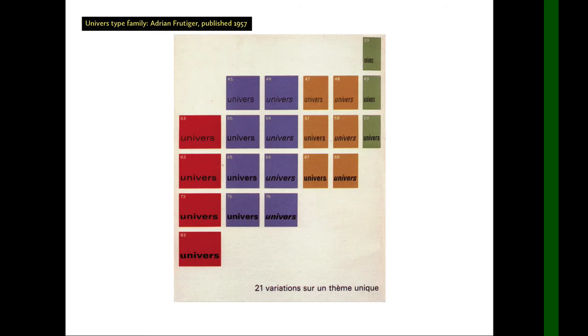Universe is one of the very first multi-weight, multi-width families that was designed as a logical system. Adrian Frutiger designed this system in the 50s. This was first published in 1957 with 21 different variations. And you can see that there are several variations in weight, and there are several variations in width. We actually have 4 different variations in width. Each color on this chart represents a different width.